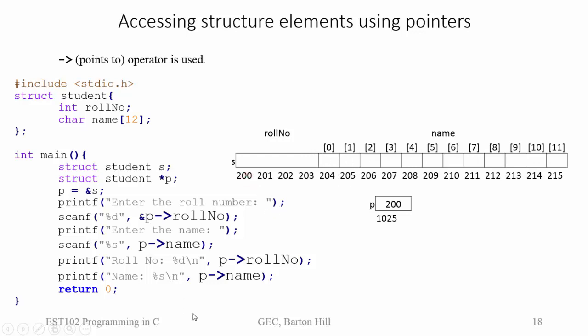That's how pointer to structure works, and in order to access members through a pointer to a structure we will be using this points to operator. Also remember this points to operator.